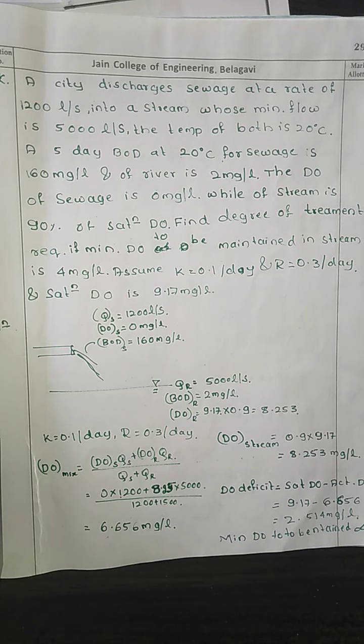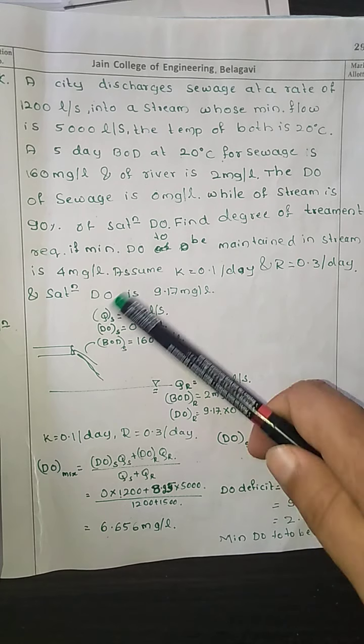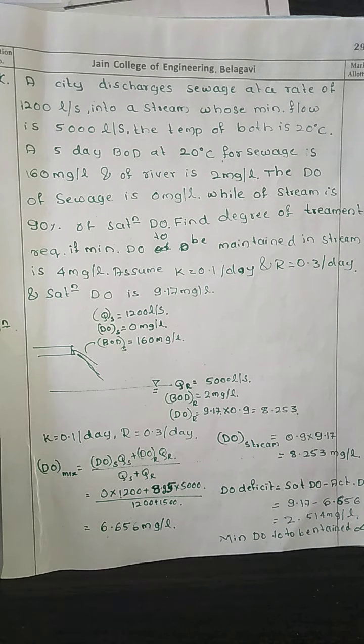Find the degree of treatment required if the DO to be maintained in the stream is 4 mg per liter. Minimum we need to maintain 4 mg per liter of DO in the stream. Now in order to maintain 4 mg per liter in the stream, how much degree of treatment we need to give, that we need to find out.